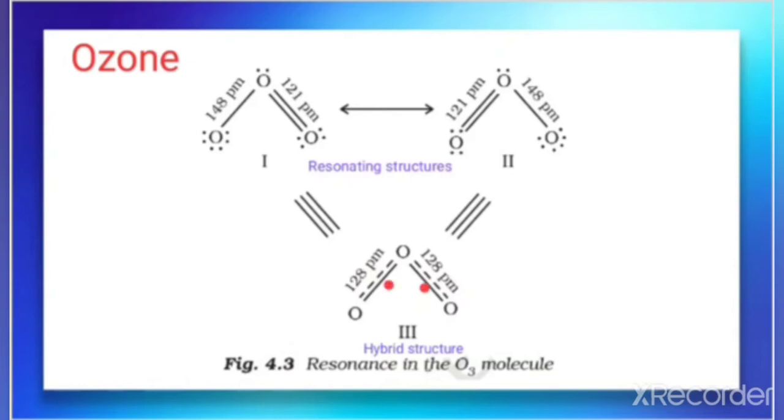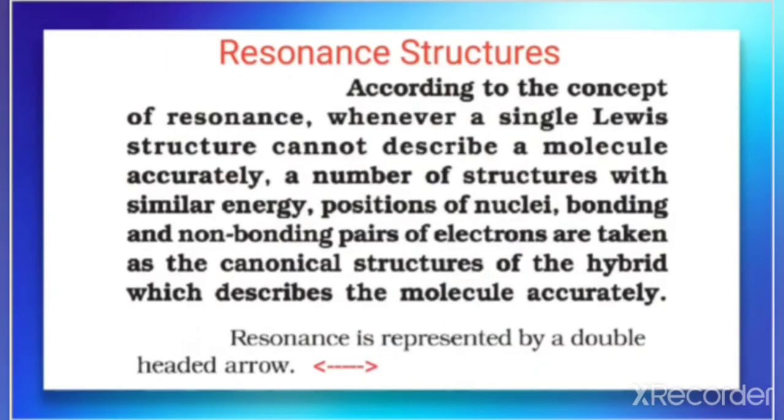So when you observe this one, the bond length is now equal. That is 128 pm, which is the intermediate of the two bond lengths, that is 148 pm and 121 pm. The intermediate of this is the bond length 128 pm. So this is actually the experimentally determined value, that it has 128 pm bond length and both the bond lengths are the same. So that led to the concept of resonance.